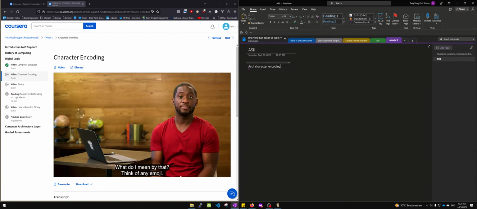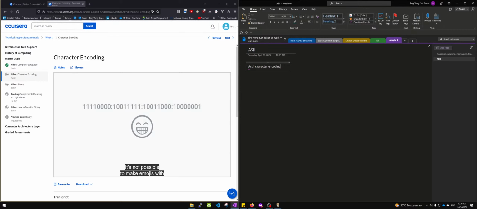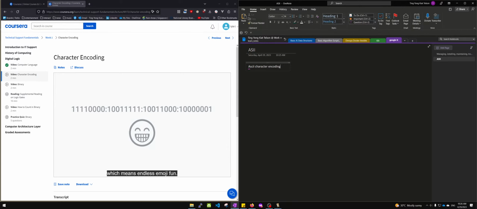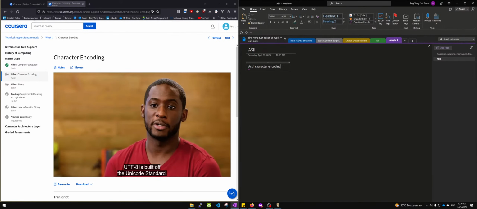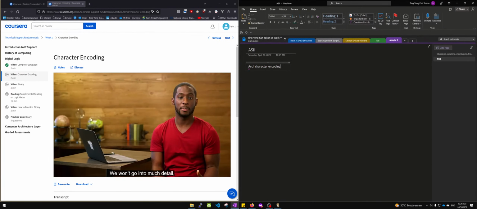What do I mean by that? Think of any emoji. It's not possible to make emojis with a single byte since we can only store one character in a byte. Instead, UTF-8 allows us to store a character in more than one byte, which means endless emoji fun. UTF-8 is built off the Unicode standard. We won't go into much detail, but the Unicode standard helps us represent character encoding in a consistent manner.